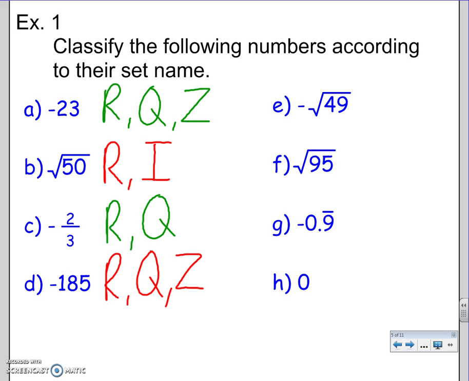E, this looks just like B, but I have to keep in mind, just because it looks like B, square root of 50, does not automatically mean it's irrational. We have to simplify it first. So this is like a trick. We know the square root of 49 is a nice number. So this is really negative 7. So actually I'm going to do the letters for negative 7. Well, first one's freebie, R, real. It stops, Q. It's a complete number. It's Z. And I don't do W or N because it's not positive or 0.